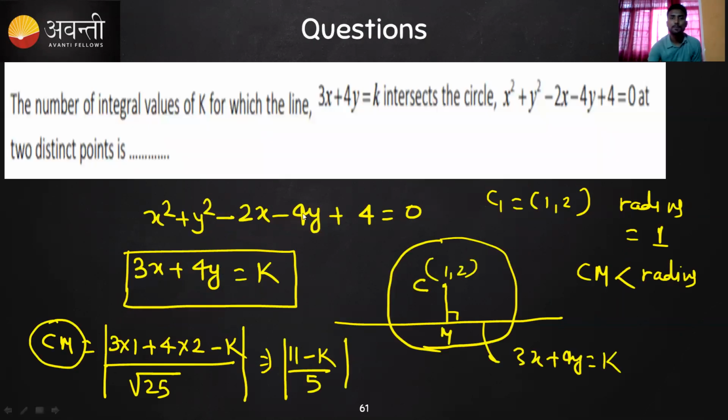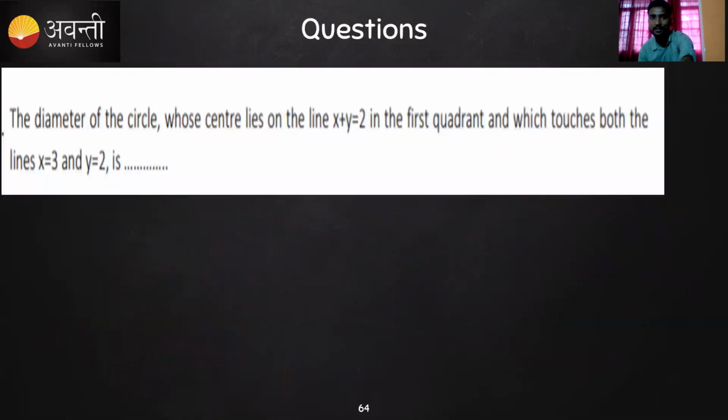Is it clear? 3x plus 4y is equal to k intersects at 2 points. I've drawn this line, and then we know the center of this circle, and we just have to find this CM using the perpendicular distance formula. I know that this distance is always less than the radius because it is intersecting at 2 points. So it is a must that CM will always be less than this radius. So I have applied all these things and we have got the desired result.